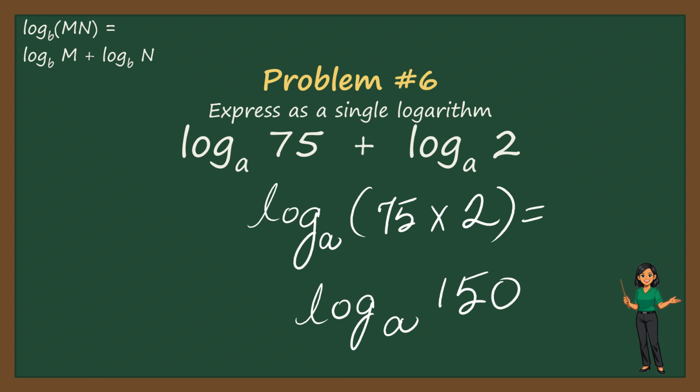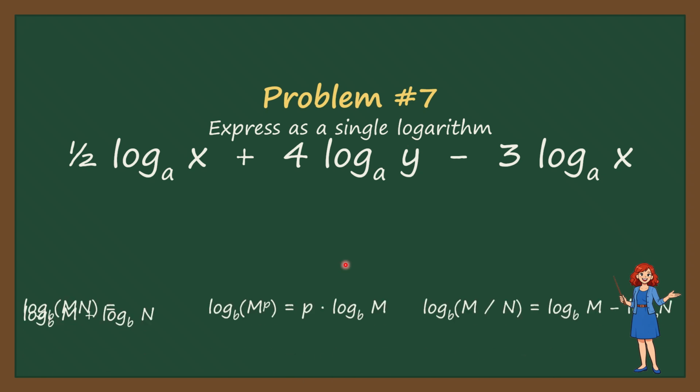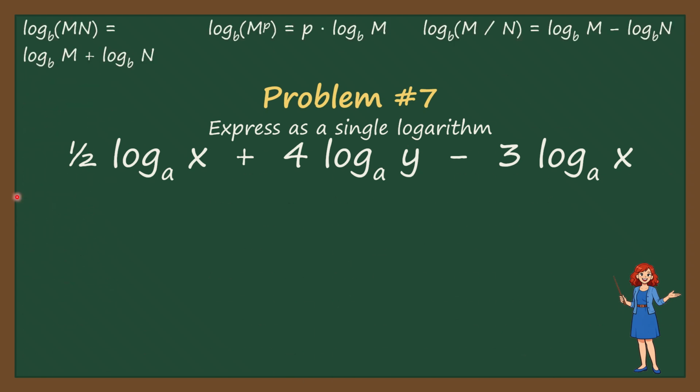Now let's move on to problem number 7. Now we have 1/2 log base a of x plus 4 log base a of y minus 3 log base a of x. We want to express it as a single logarithm. So this time we're going to use 3 properties. We're going to use the power rule, the quotient rule, and the product rule.